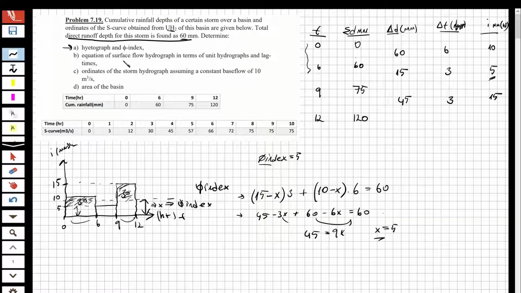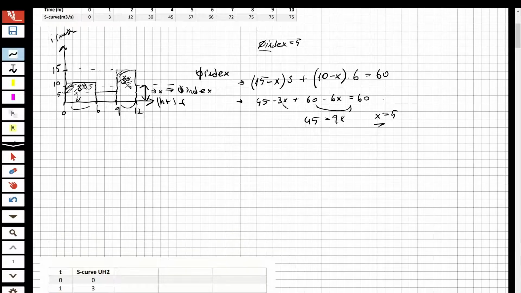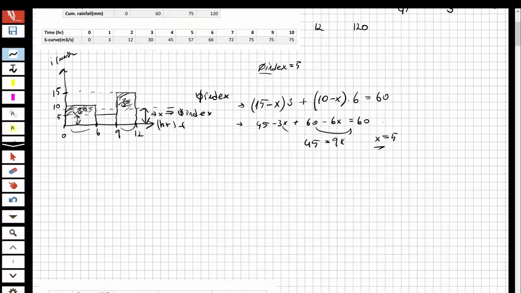For the second part, the equation of surface flow hydrograph in terms of unit hydrographs and the lag time. So let's do it. For surface flow, which water acts as the surface flow? Here, right? This area. So now let's draw it here. I'm going to draw for you. For example, this one.